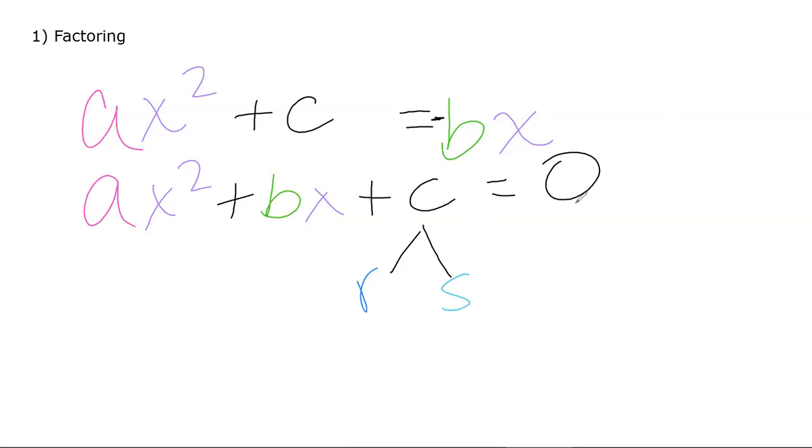What this says is that to solve ax squared plus bx plus c, this only works if a is equal to 1. We'll get to the situation where a is not equal to 1 or -1 in a little bit. But when a is equal to 1, all we need to do is find two factors, r and s, that multiply together to make c and add up together to make b.